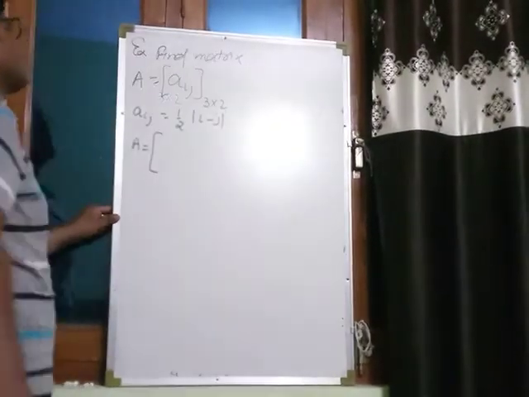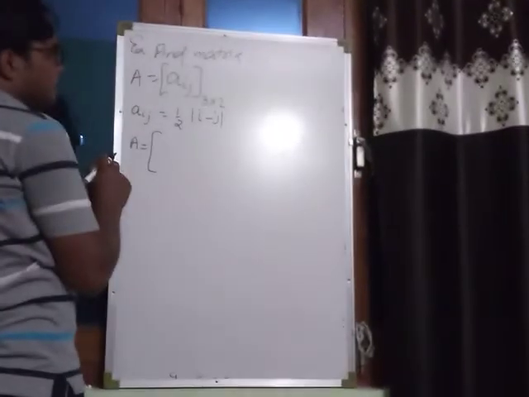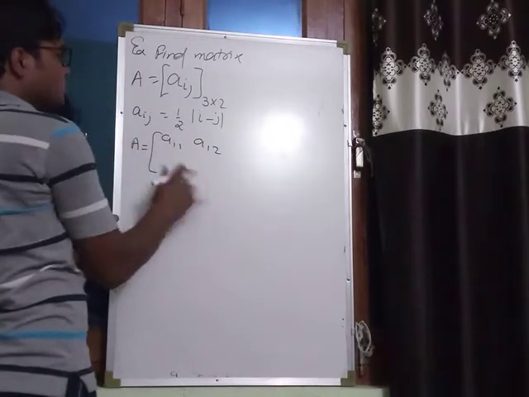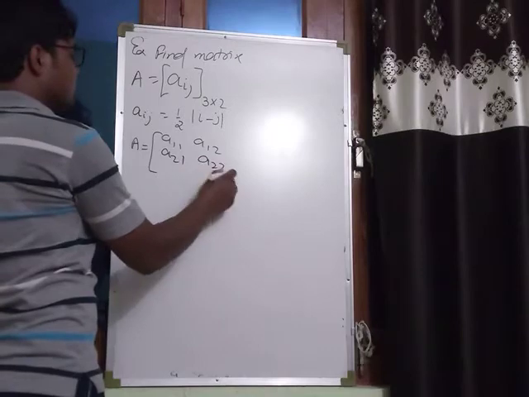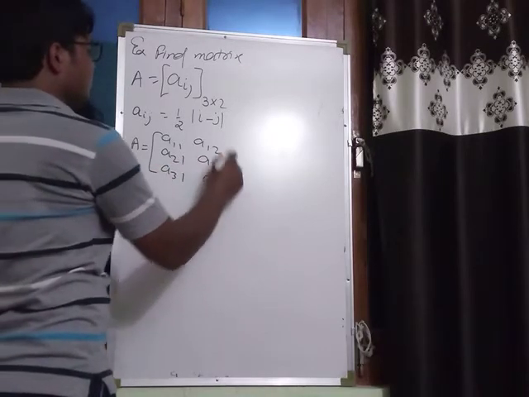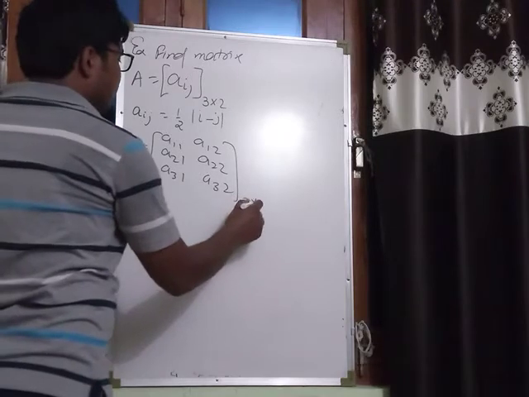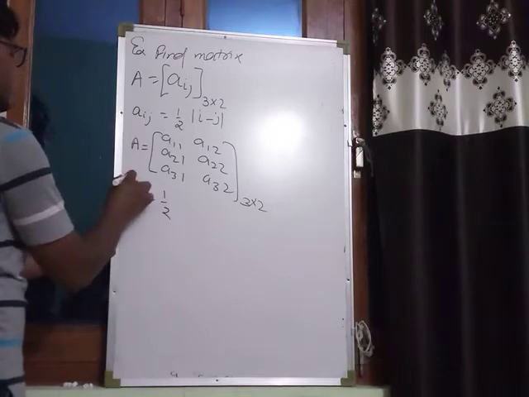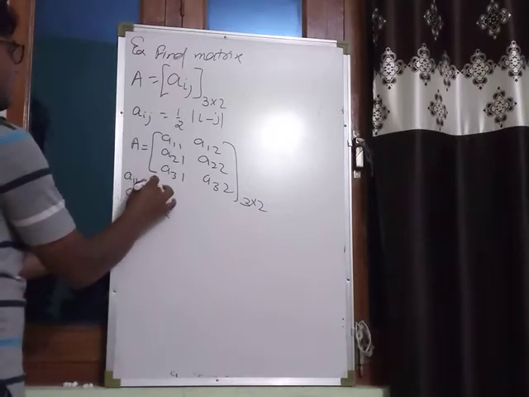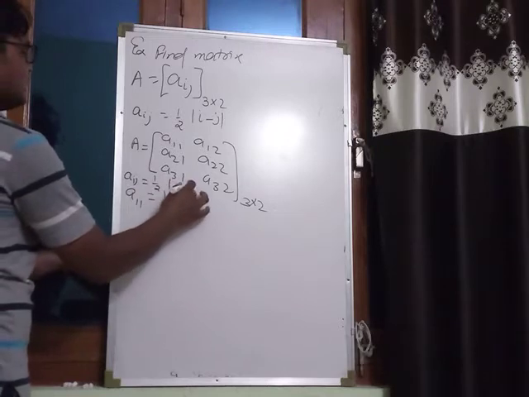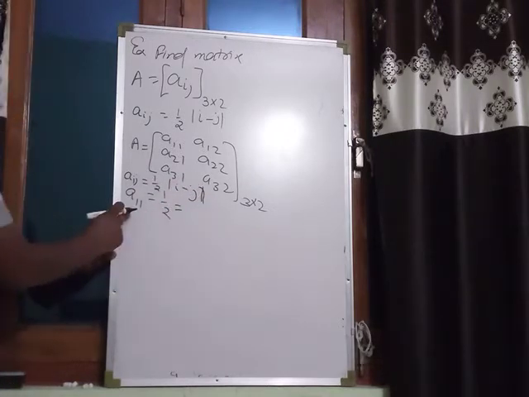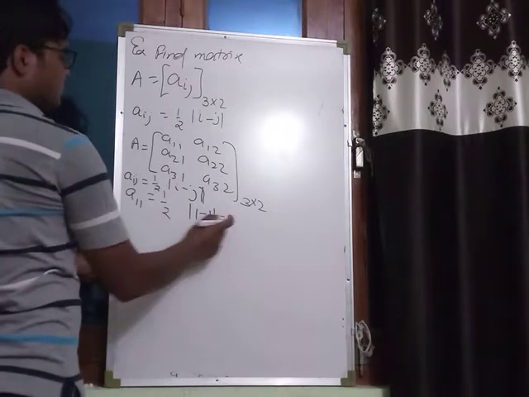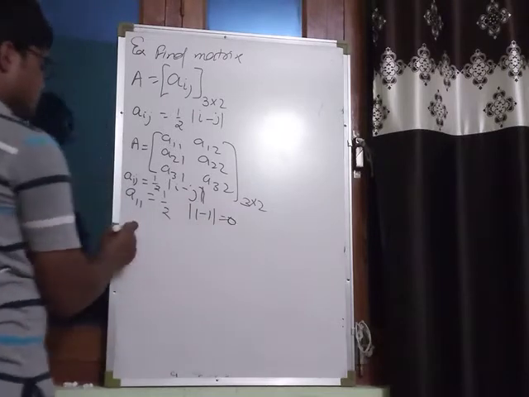3 rows, 2 columns. Okay, so it will be A11, A12, only 2 columns. A21, A22, A31, A32. That will be that matrix. This is of order 3 by 2. Now we have to find out A11. That will be half, because Aij is defined as half of mod i minus j. So A11 will be half mod 1 minus 1. That is 1 minus 1 is 0. 0 divided by 2, that is 0.